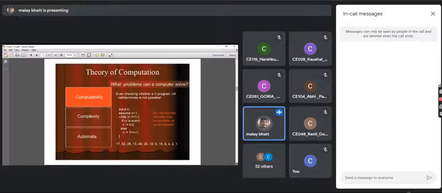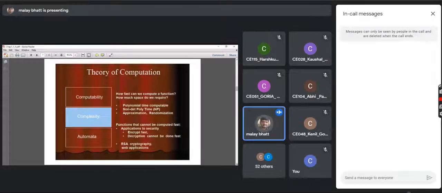Now let us go to the complexity part. We have already studied subjects like algorithm analysis and advanced algorithm, so you are very well aware of this term complexity. How fast can we solve a problem or compute a function, and how much space do we require? That is space complexity.